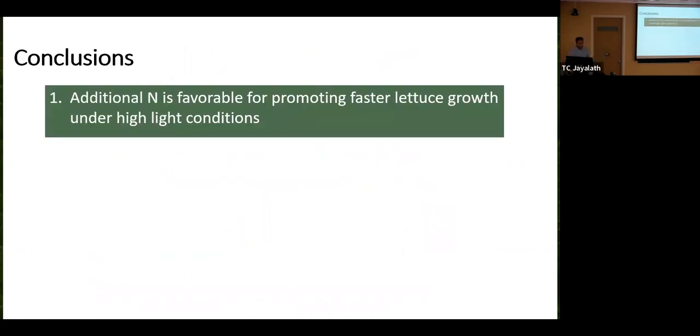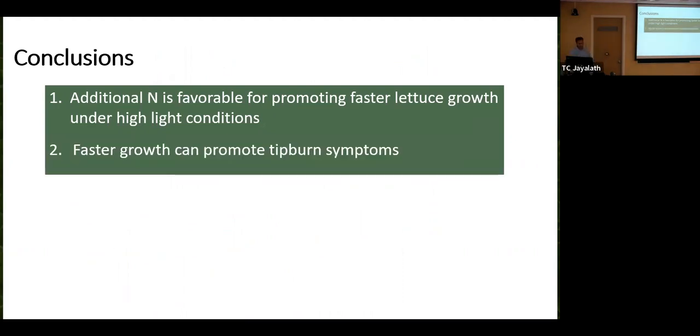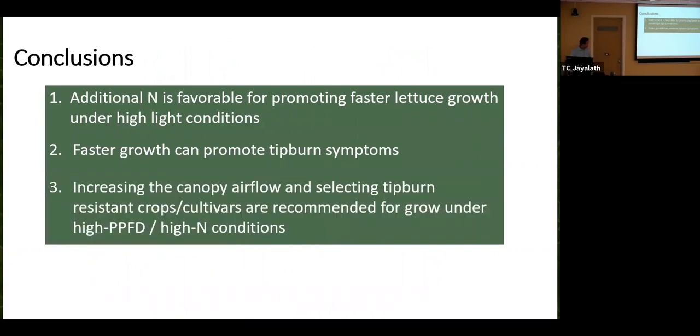So as conclusion for this study, adding nitrogen is favorable for promoting faster lettuce growth under high light conditions. So faster growth can promote tip burn symptoms. Therefore, to reduce the tip burn symptoms, we have to increase the canopy airflow so plants can absorb more calcium, or we have to reduce the cultivars. There are some cultivars that are much more tip burn resistant compared to the other cultivars.